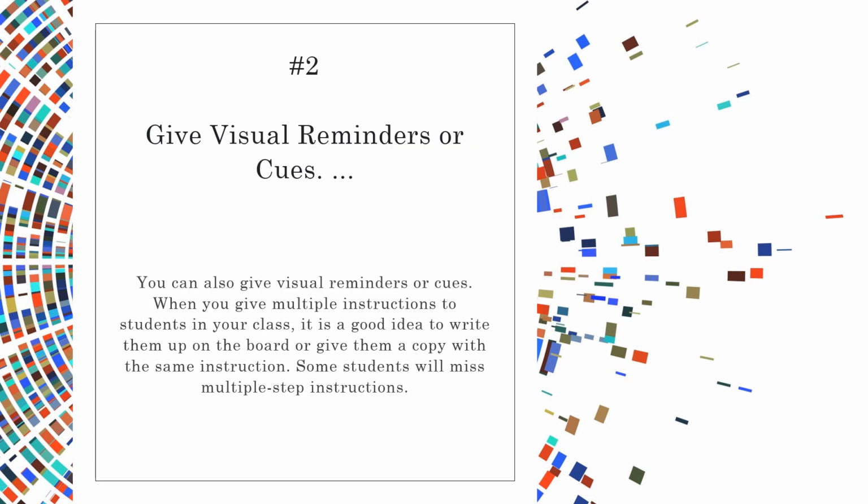Number two, give visual reminders or cues. You can also give visual reminders or cues in the classroom. When you give multiple instructions to students in your class, it is a good idea to write them on the board or give them a copy with the same instruction. Some students will miss multi-step instructions in the classroom.